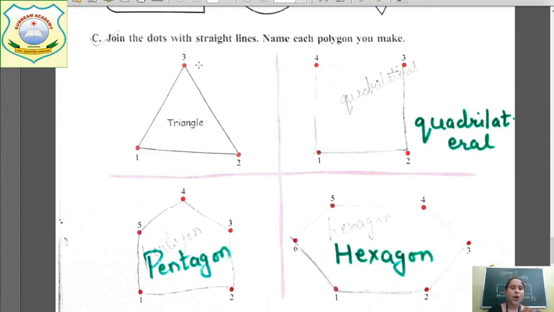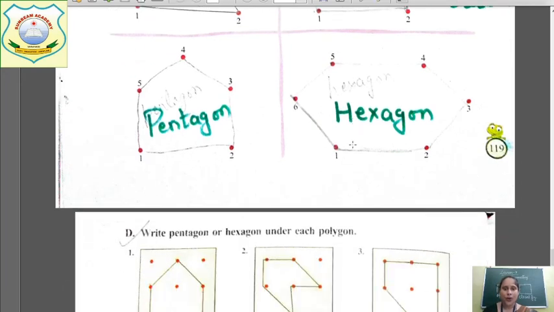Now you will join the dots with the help of pencil and scale and you will find the first figure is a triangle. Why? Because there are 3 sides. Yesterday we studied about all the polygons. A shape that has 3 sides is known as a triangle. Now see the next figure. You will join the dots and you will find that there are 4 sides. How many sides are there? 4 sides. So a shape that is having 4 sides is known as a quadrilateral.